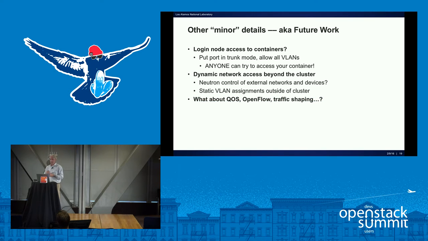So other minor details here, how are we going to get login node access to the containers? Because we've said that the containers are on their own physical interface, on their own fabric, and we VLAN them. So we made it deliberately hard to get to them, and now we need to make it easy to get to them. The first use case is, well, we'll just stick an access port. We'll put an interface on our login node. We'll plug it into the fabric. We'll put it in trunking mode. It can see all the VLANs. User can just go ahead and SSH into their container if it's running SSHD.